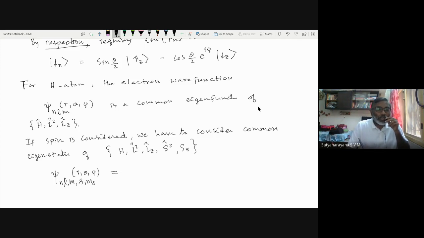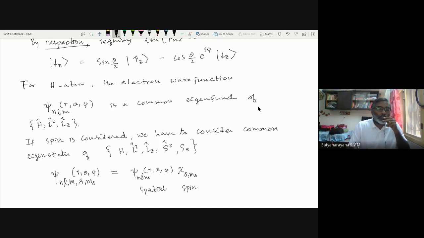so you write down some wave function which depends on r, theta, phi. This is called the spatial part of the wave function. And then you multiply this with S and m_s, a spin part of the wave function. Okay, what we have discussed earlier is a spatial part of the wave function. Now you have to discuss the spin part of the wave function.